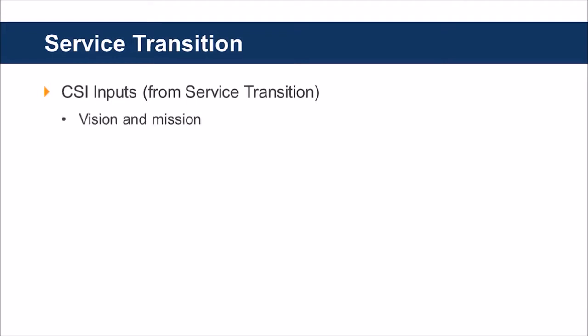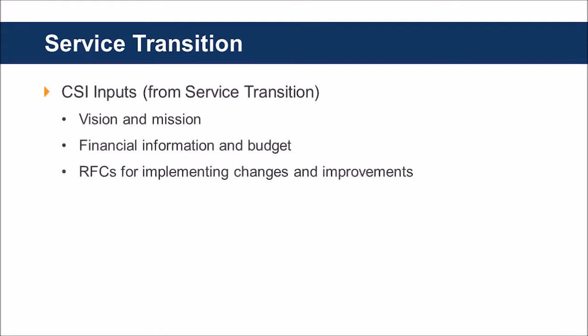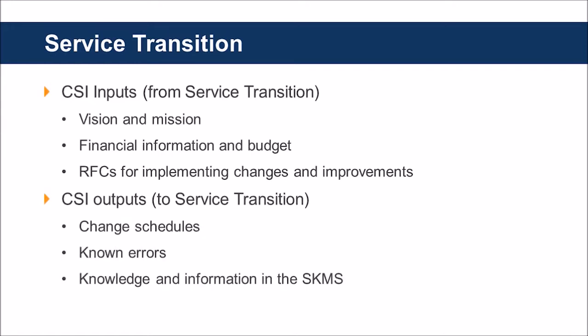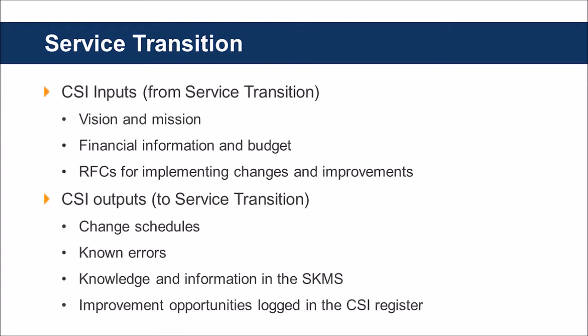Let's turn to the third stage of the life cycle, service transition. We start by looking at the CSI inputs. Here we have the vision and mission, financial information and budgets, and finally RFCs for implementing changes and improvements. CSI-related outputs include change schedules, known errors, knowledge and information that may be added to the SKMS here, and finally improvement opportunities are logged into the CSI register.